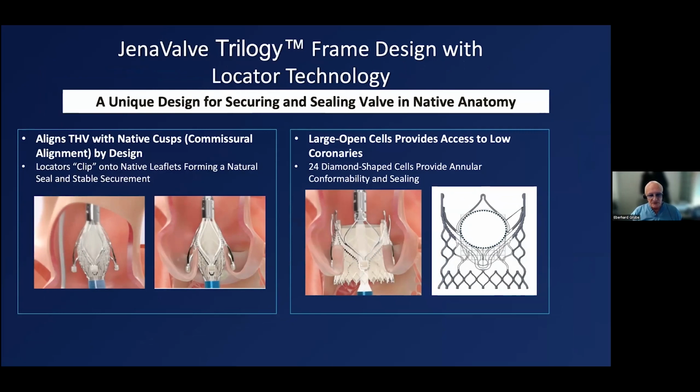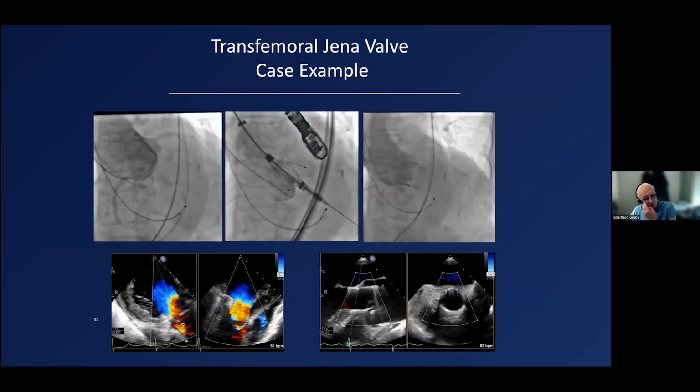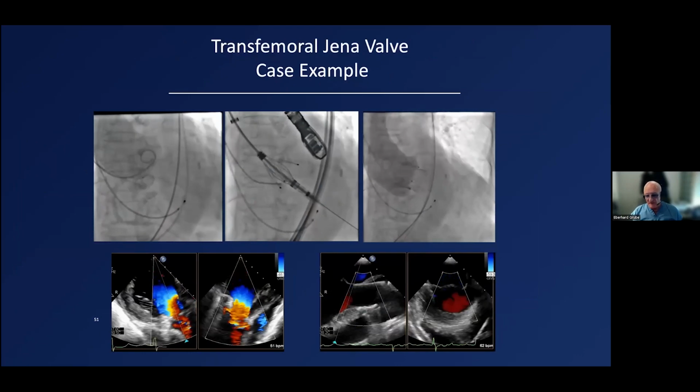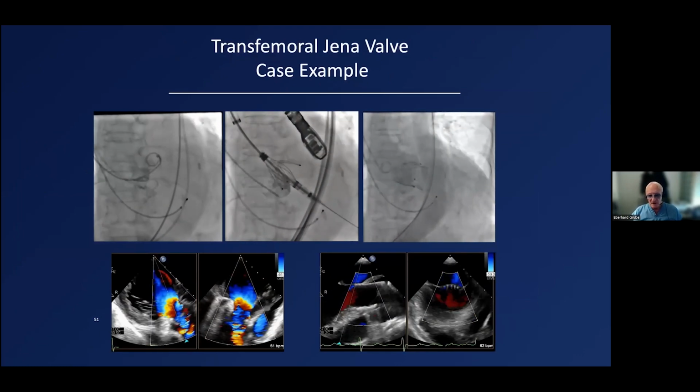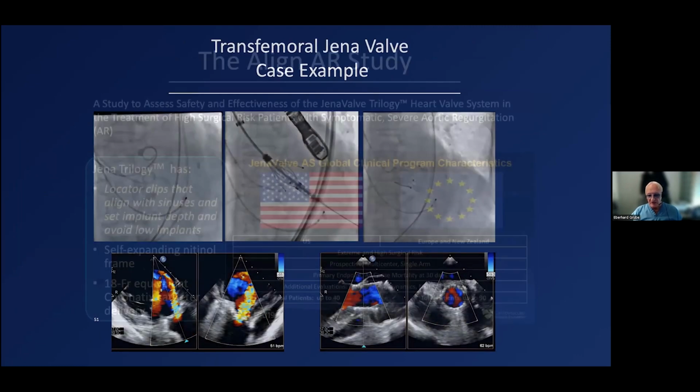It aligns with native cusps, commissural alignment by design with locator clips that have a natural seal and stable securement. On the right side, you can see the device has large open cells that provide access to low coronaries. This is a case from my colleagues in Cologne, very successful treatment of massive aortic insufficiency with this particular valve.